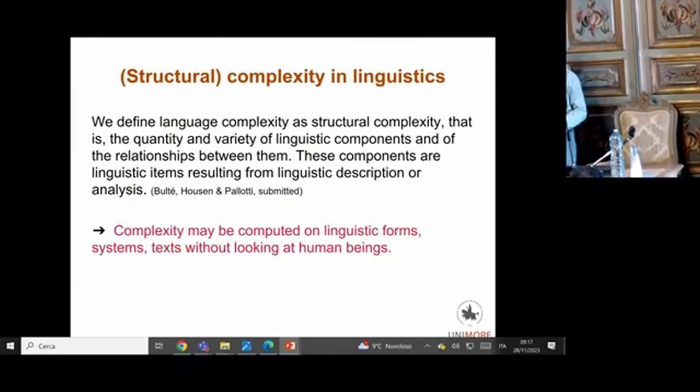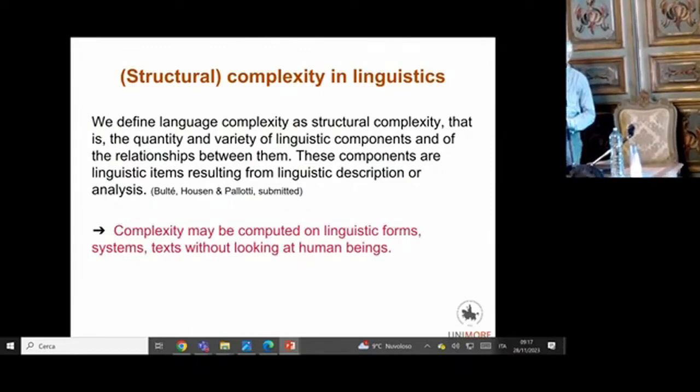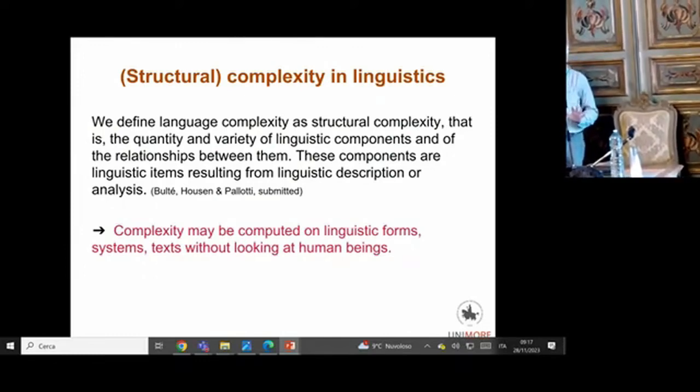So if you take this purely structural definition of complexity, one of the implications is that you can't compute complexity without looking at human beings. It's a relatively strong claim, but it's clear. So in order to compute complexity, you look at text, you look at structures, you look at grammars if you want, but you don't need to carry out psycholinguistic research. You don't need to gather text, et cetera, in order to define complexity.